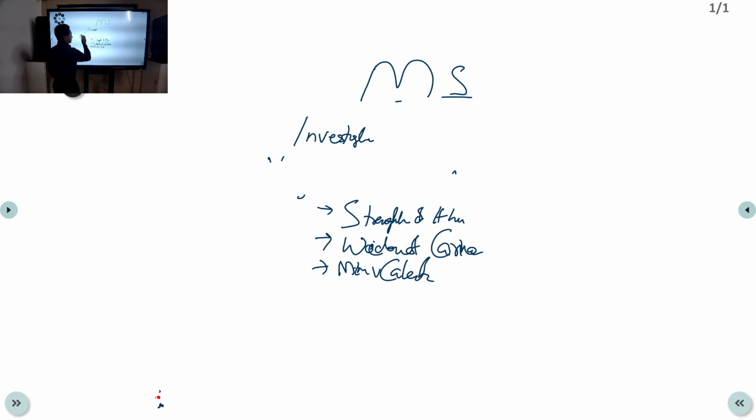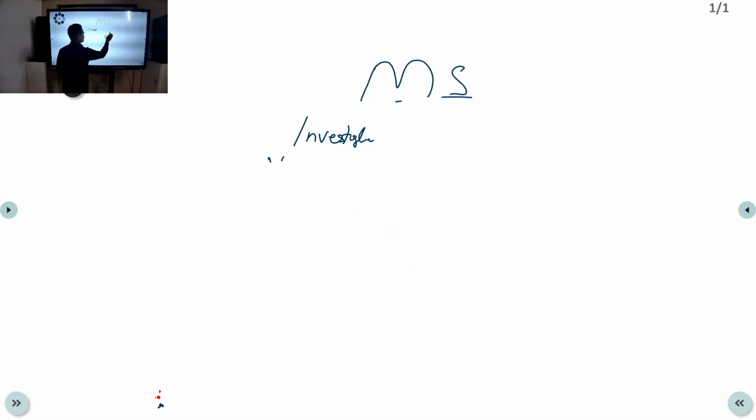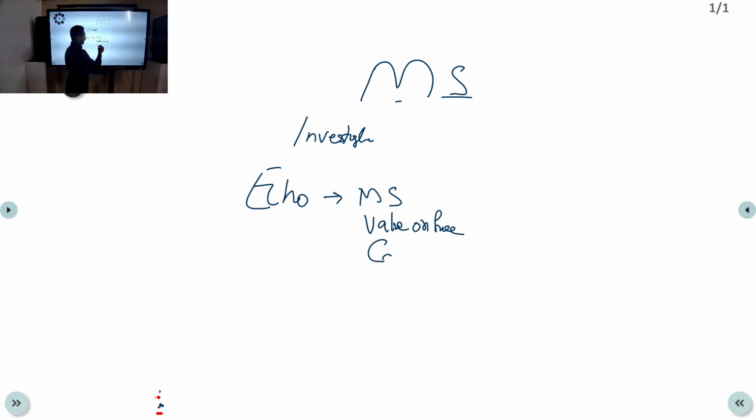Finally, the specific investigation for this is echo. In the echo, the things that we look for: one is confirming our finding of mitral stenosis. We look at the valve orifice. Is it mild, moderate, or severe mitral stenosis? You see if the mitral valve is calcified, because this is going to make a difference in the management. Understood? Any features of infective endocarditis in the form of vegetations, features of pulmonary artery hypertension and right ventricular involvement.